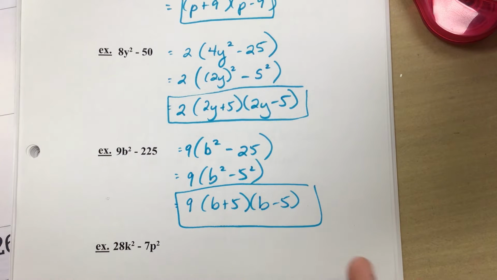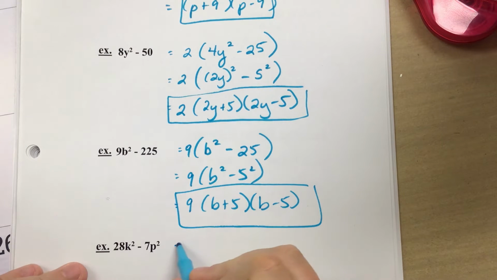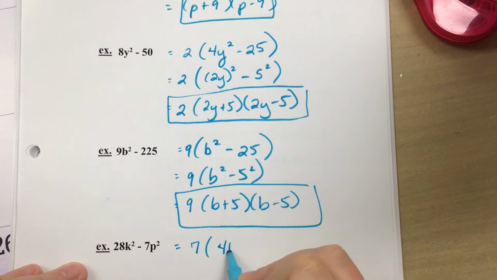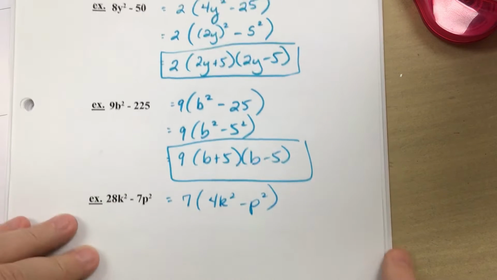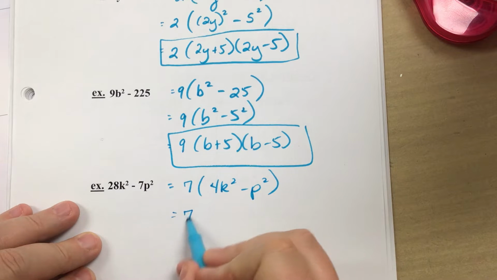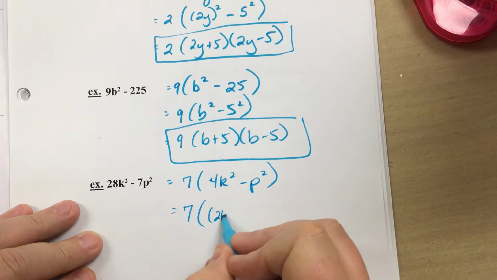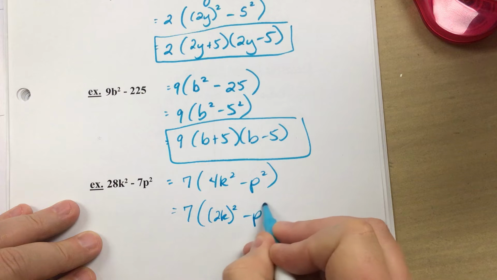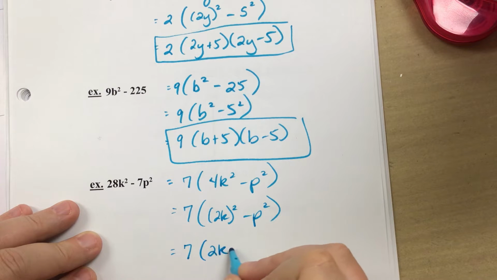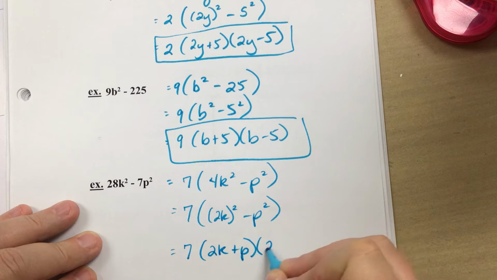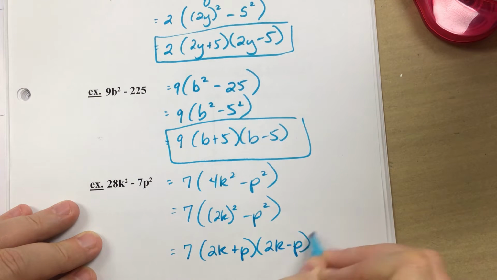If we do another one, we have 28k squared minus 7p squared. We could factor 7 out of both terms, and we're left with 4k squared minus p squared. Again, this is the difference of two squares. This is the same thing as saying I have 2k quantity squared minus p squared. So I've got the 7 factored out in front, and then I have 2k plus p and then 2k minus p.